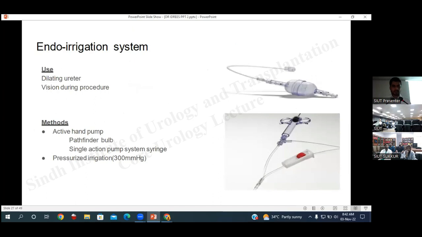Endo-irrigation system, which is used for dilatation of the ureter and to improve vision during the procedure. It is done by active hand pump, Pathfinder bulb, and single action pump syringe, and by pressure irrigation, in which pressure is up to 300 mmHg.